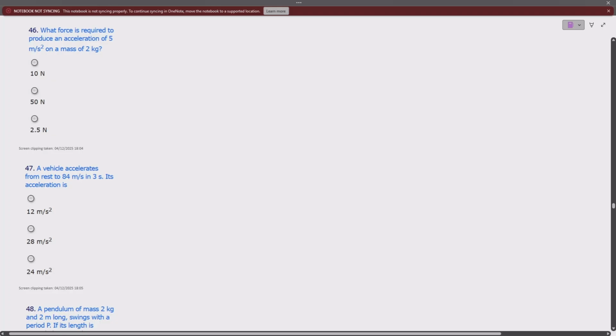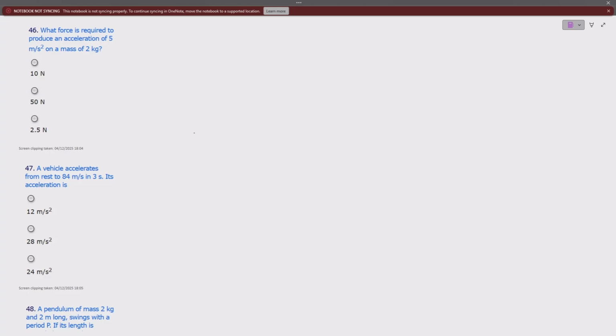46. What force is required to produce an acceleration of 5 meters per second squared of a mass 2 kilograms? So you have mass equals 2 kilograms, acceleration equals 5 meters per second squared. Force is not given, so force equals mass times acceleration. Force equals 2 kilograms times 5 meters per second squared. Force equals 10 newtons.